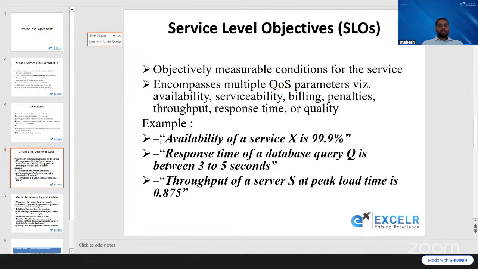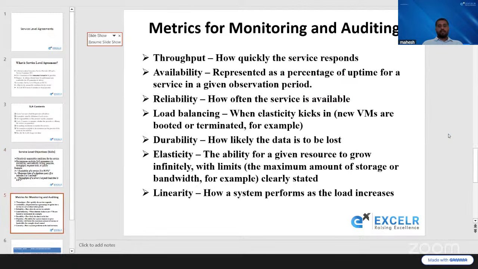And the throughput of a server at a peak load time is 0.875 seconds as well. Even that is also very, very important. Throughput is nothing but speed. The speed of the server at the peak time should be 0.875, the retrieval speed time. Okay. So these are some of the service level objectives where we can manage things, which are very, very important.